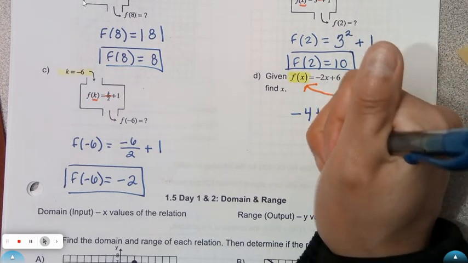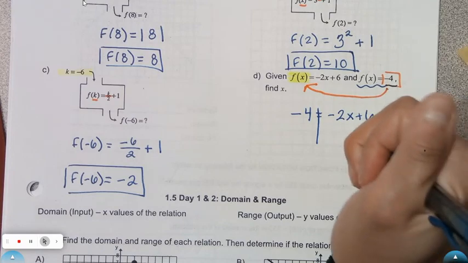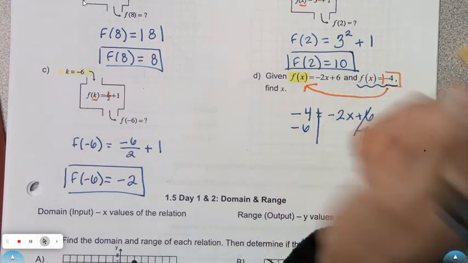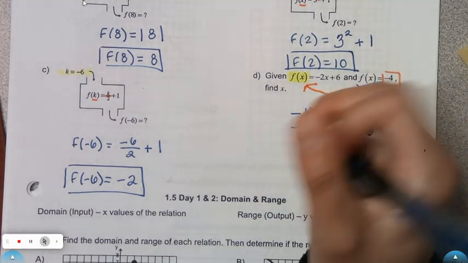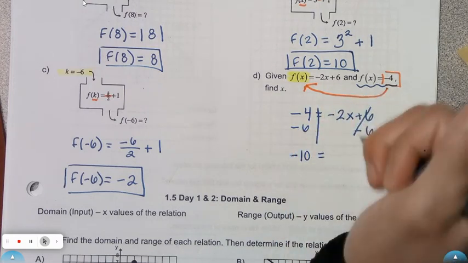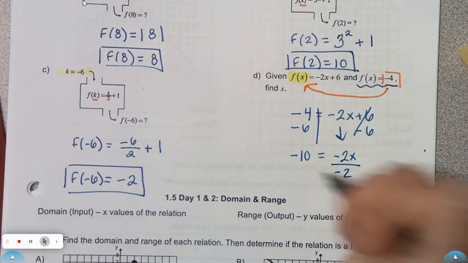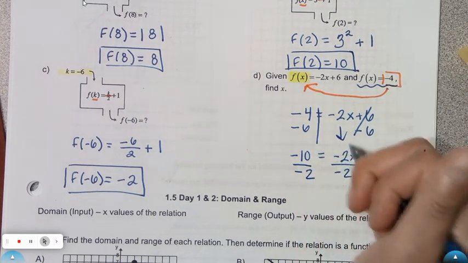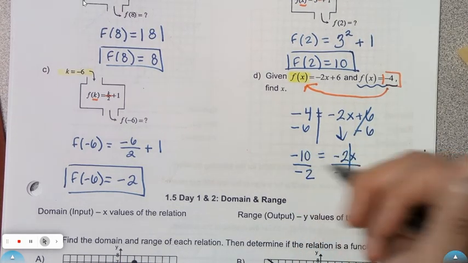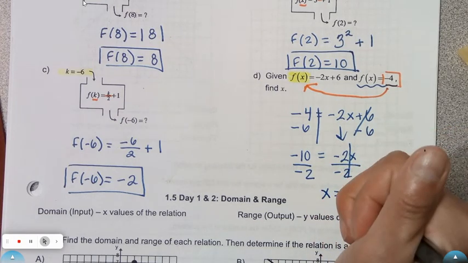Okay, now I just solve for x. The opposite of +6 is -6. -4 minus 6 is -10. Bring down that -2x, and then divide by -2. -10 divided by -2 is +5.